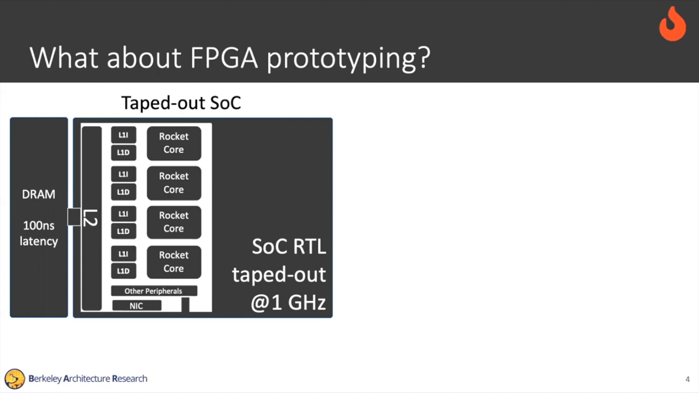Let's say we're going to tape it out. So this is a real ASIC that we're going to build containing a RISC-V SoC. And let's say we tape it out, it's going to run at like a gigahertz, right? And that thing is going to talk to some real world DRAM. For the sake of argument, let's say it has 100 nanoseconds of latency, right? So if you run software on this SoC, once you get it back from the fab for real, your software is going to see 100 cycles of DRAM latency, right?